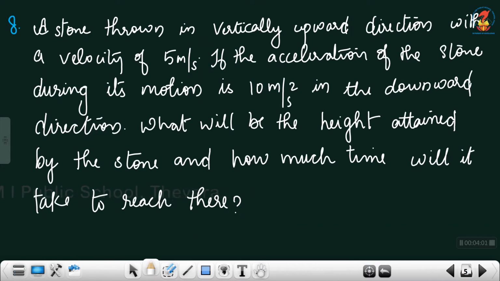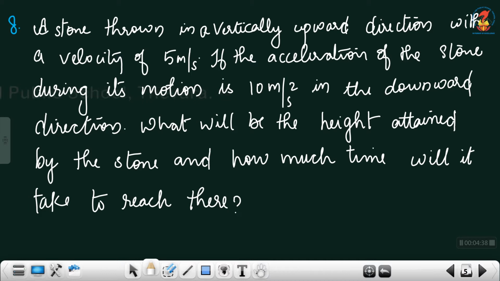Next question. A stone is thrown in vertically upward direction with a velocity of 5 meter per second. If the acceleration of the stone during its motion is 10 meter per second square in the downward direction, what will be the height attained by the stone and how much time will it take to reach there?